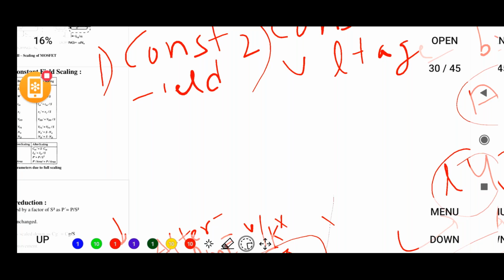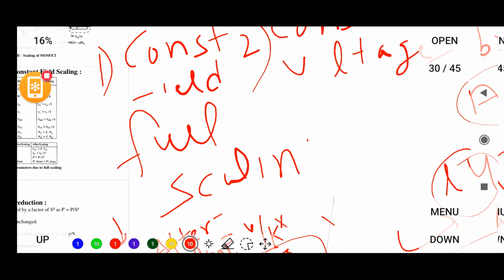Sometimes the constant field scaling is also known as full scaling. So this is one more name. You can say constant field or full scaling. Both names are the same. There is no issue. So I have given one more overview. First we concentrate on full scaling. What is the concept of full scaling? Now we move on one by one.